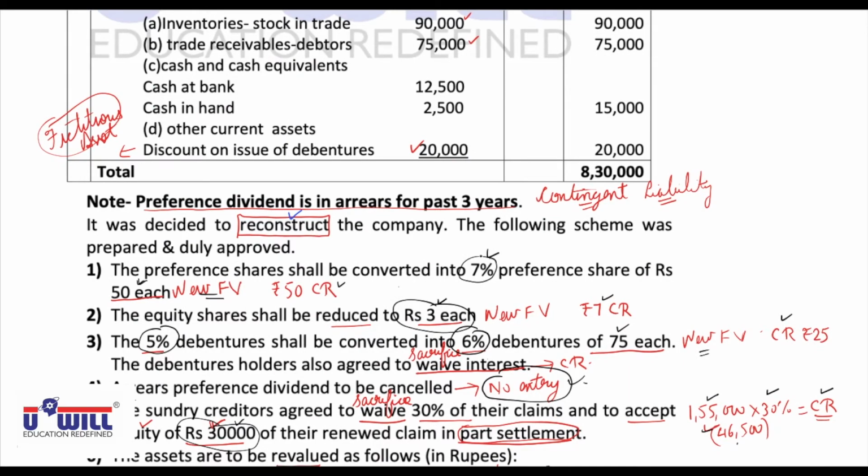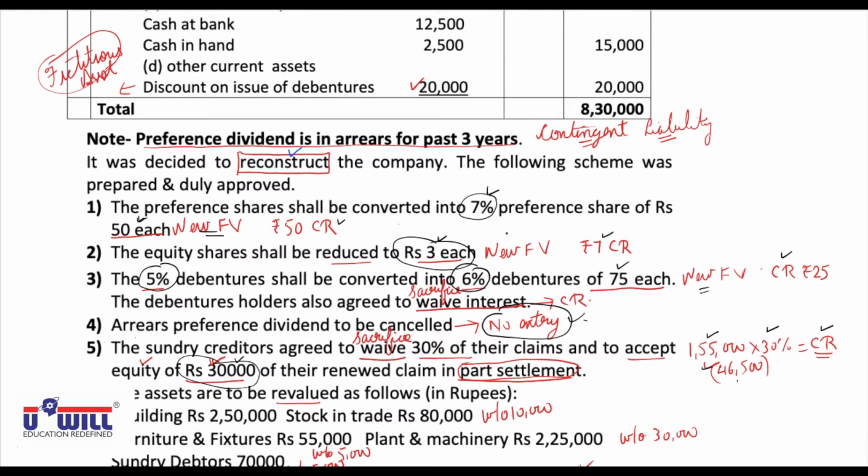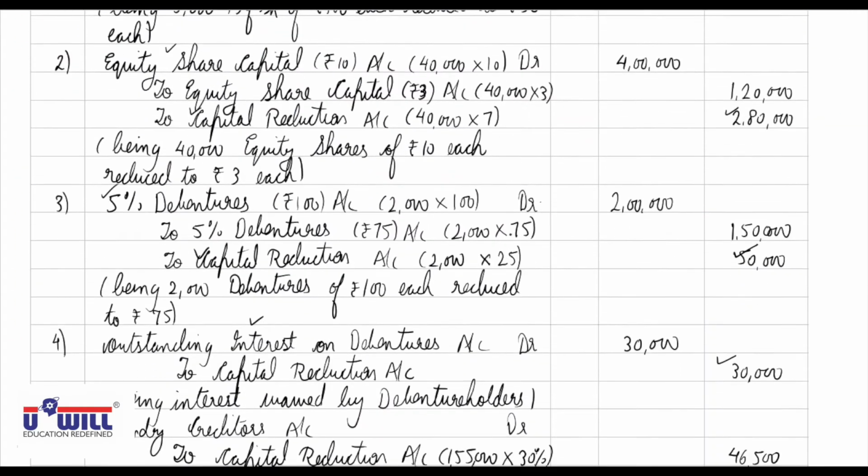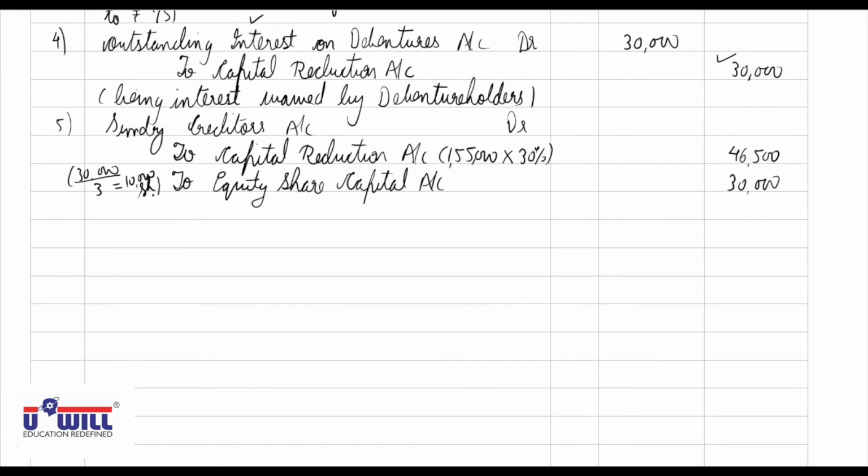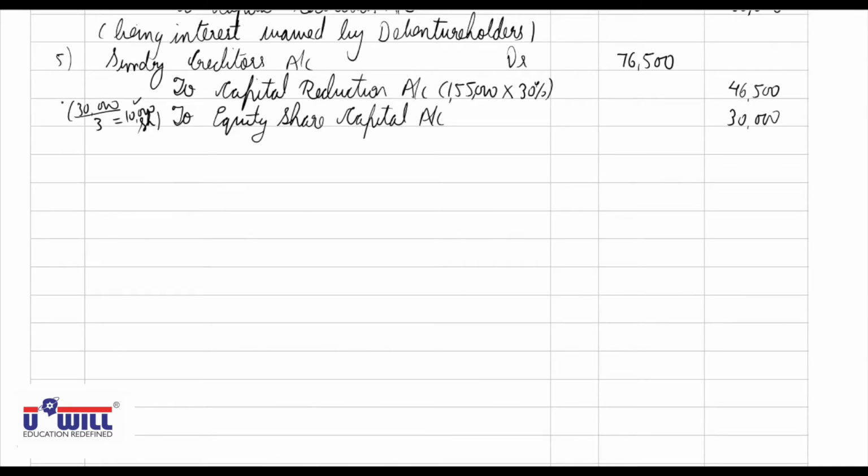After the sacrifice, now the new face value of equity share is 3 rupees. So 30,000 divided by 3, 10,000 equity shares would be issued for the same. Now 46,500 plus 30,000, right now sundry creditors are closed and debited with 76,500. Remaining will continue to appear in the balance sheet.